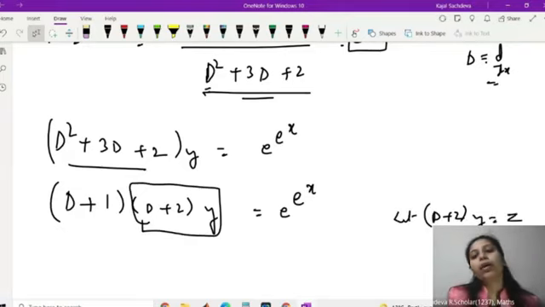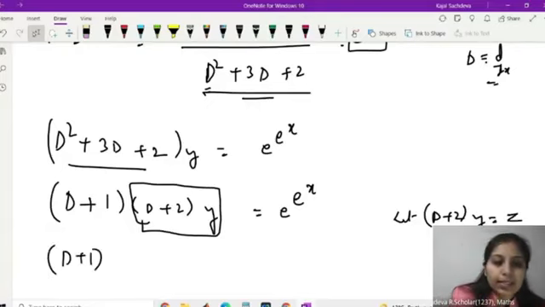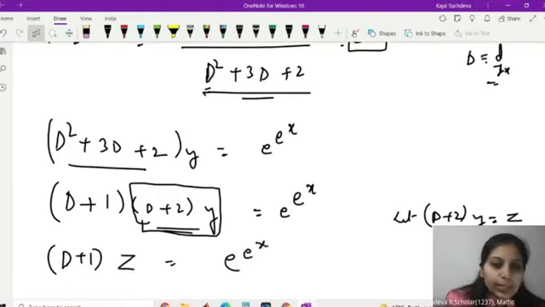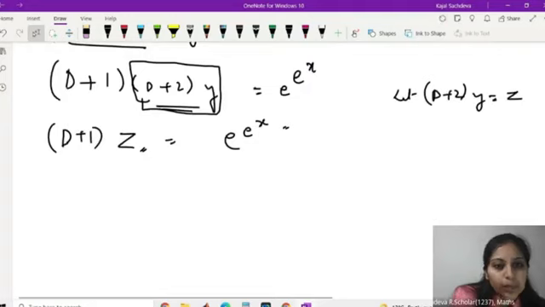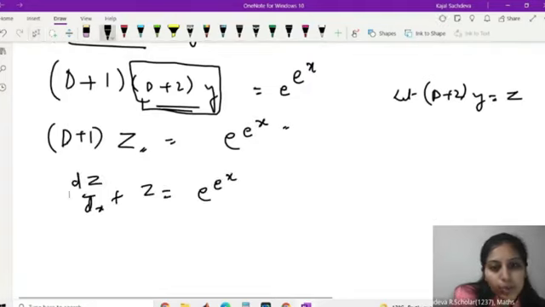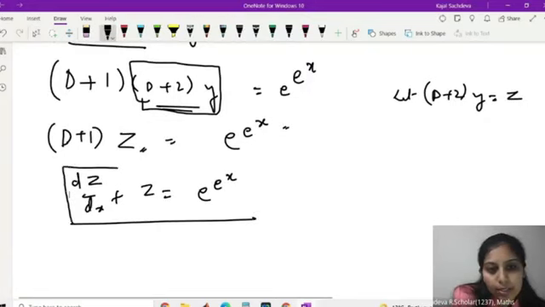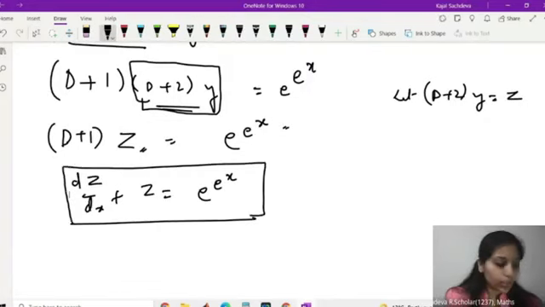We are converting our equation from second order to first order. Just replacing (D plus 2)y, this can be replaced by z. This is converted into (D plus 1)z equals e raised to power x. Now our dependent variable is z and independent variable is still x here. Now you can see this equation is of what type? If I write dz by dx plus z is equal to e raised to power x, have you discussed the solution of this type of equation?